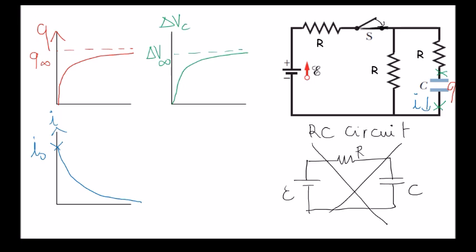And also, we don't know what the time constant tau is. What is tau? Is it R times C? No. So what can we do? Well, we can do a lot of things. We know that when the time equals 0, the charge is 0 and the difference in potential is 0. So what can we gain from that? Let's see.